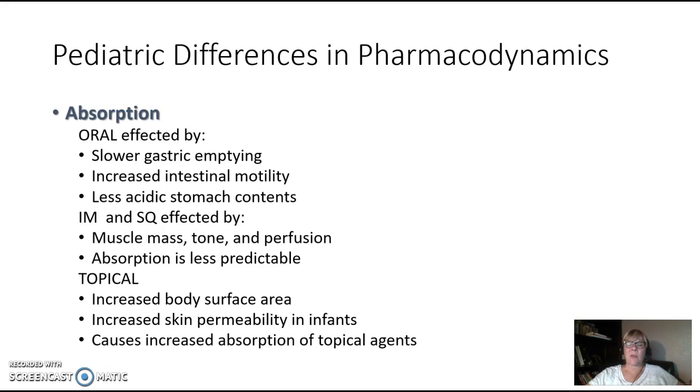For IM and sub-Q, children have pretty unpredictable absorption. They have less muscle mass and less muscle tone, which affects the absorption, but the big difference is that they just have such variable perfusion. A child who's cold doesn't perfuse well to the skin and the sub-Q and the superficial muscles, which means they're not going to absorb, where if they're nice and warm, they will perfuse there, so it's not very predictable how rapidly it will be absorbed.